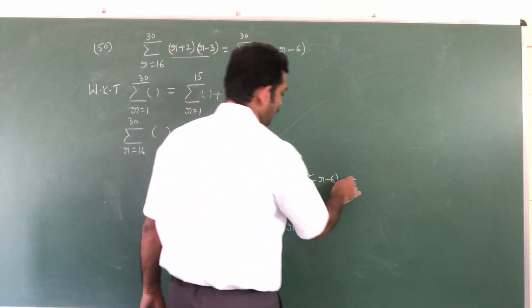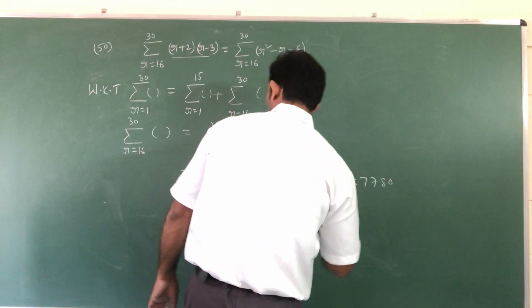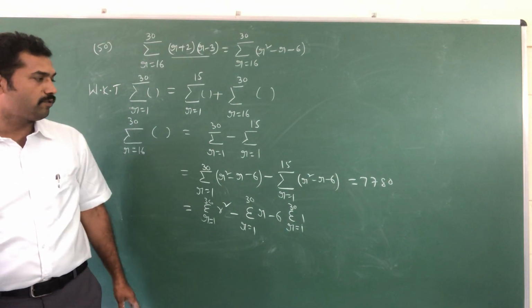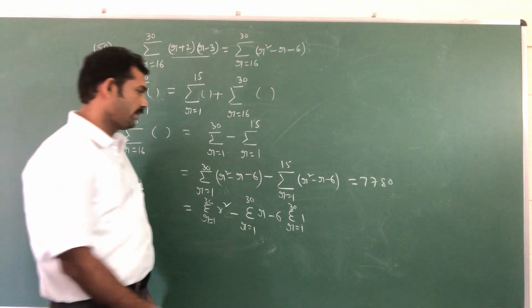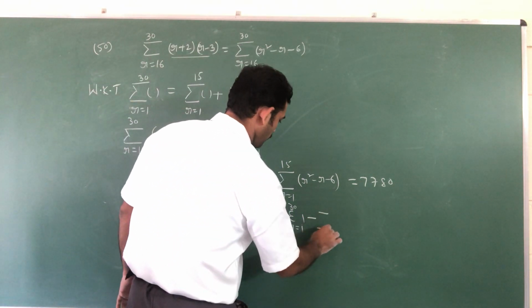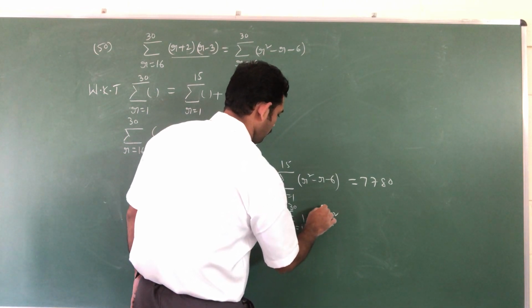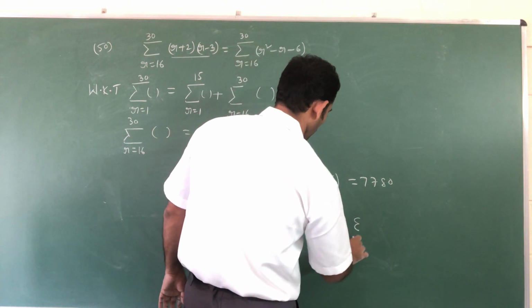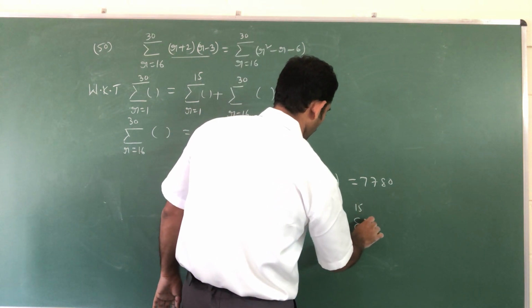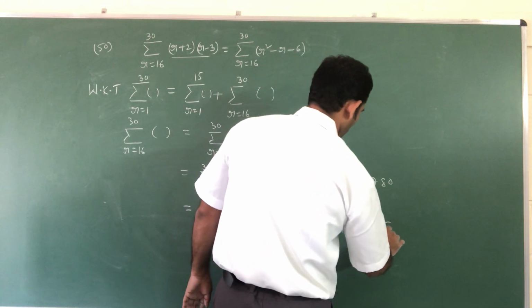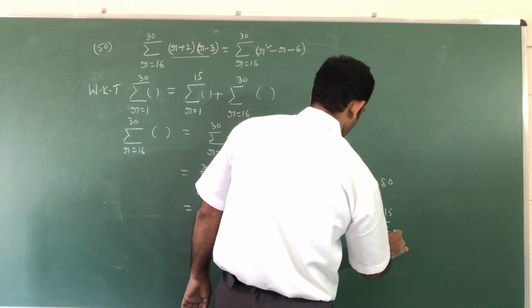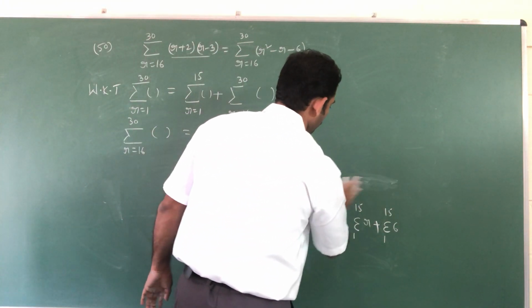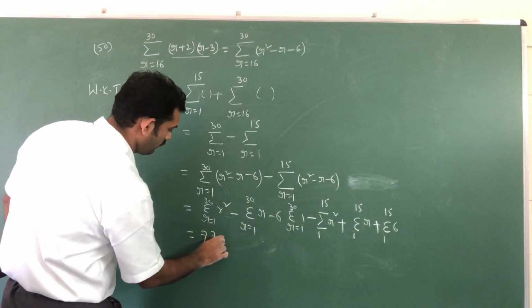7,780. We expanded like this, and we are getting the solution 7,780. Like this, expanded: minus sigma r square, 1 to 15, plus sigma r from 1 to 15, plus sigma 1 to 15 of 6. So you expand this one, and we are getting the solution 780.